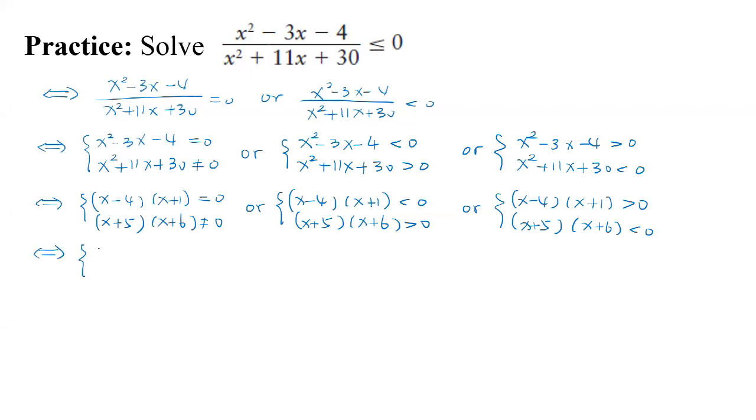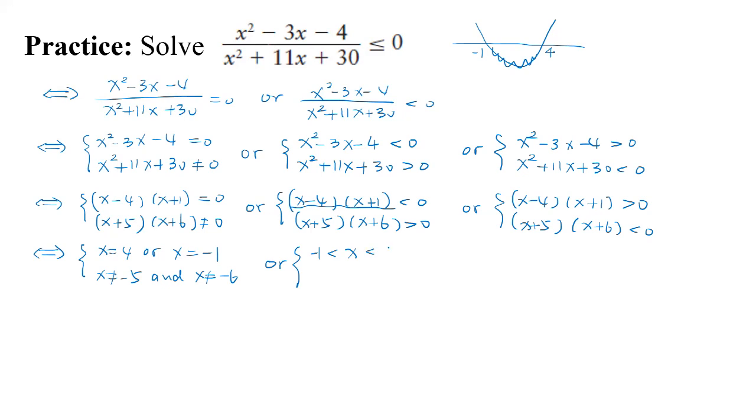For the equation here, x can be 4, right? Or x can be minus 1. And x is not minus 5. And x is not minus 6. Or for the second branch, first of all, let's consider the function here. This is a quadratic function that is opening up. There are two roots. One of them is minus 1 and the other one is 4, right? The interval that makes this function less than 0 is here, right? So the solution is x greater than minus 1, less than 4.